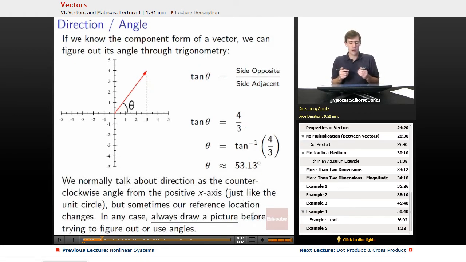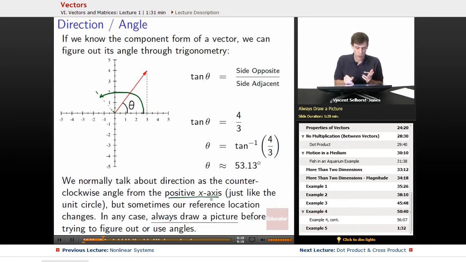Now, we normally talk about direction as the counterclockwise angle from the positive x-axis. It's a little bit confusing, but it just means we start over here at the positive x-axis, and then we just keep turning counterclockwise until we get to whatever thing we're trying to measure out to, at which point we stop, and that's the measure of the angle that we're going with. It's just like we did with the unit circle, right? We started at x-axis positive, and then we just kept spinning until we got to whatever angle we were trying to get to.